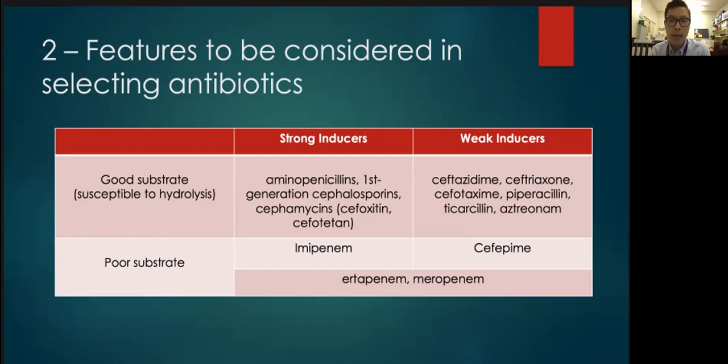Imipenem is also a potent inducer, but it is stable against hydrolysis. The induction potential of ertapenem and meropenem has not been formally studied, but they are usually stable. With piperacillin, even with the addition of tazobactam, ceftriaxone and aztreonam, they are weak inducers, but they have the potential to be hydrolyzed. On the other hand, cefepime has the advantage of both being a weak inducer and able to withstand hydrolysis.